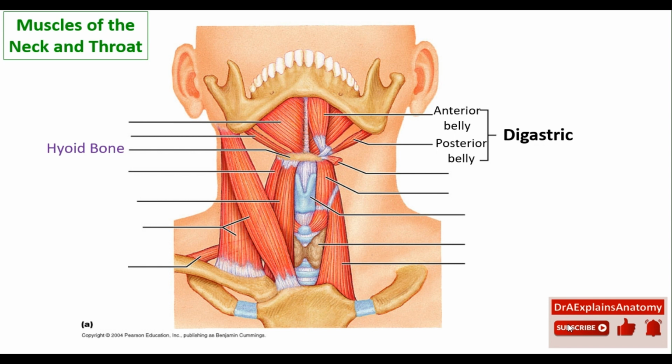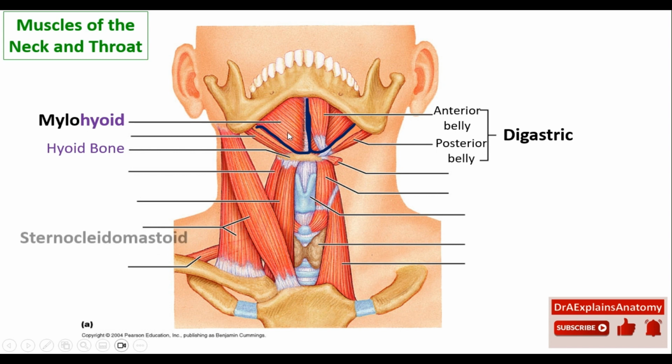Moving to the second muscle, we have the mylohyoid muscle. The mylohyoid muscle is attached to the hyoid bone. The hyoid bone is the only bone in the body that does not articulate with another bone. However, it serves as an attachment site for many of the muscles of the tongue and the neck. So this is the mylohyoid muscle. Notice also it looks like an M letter.